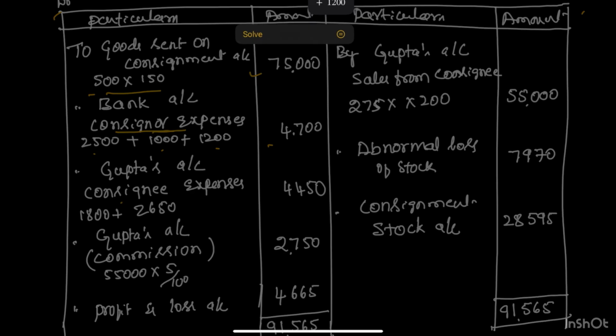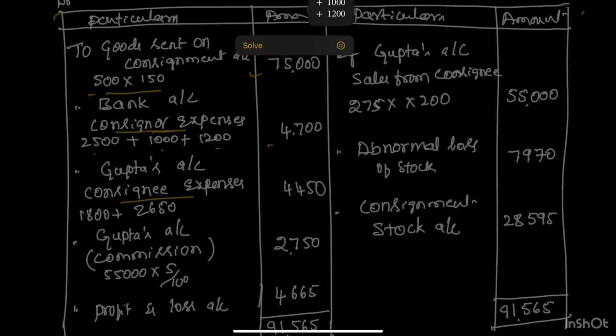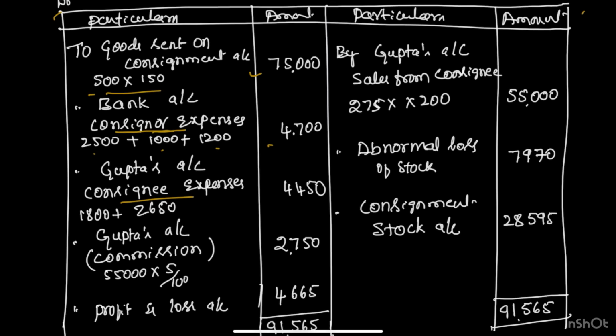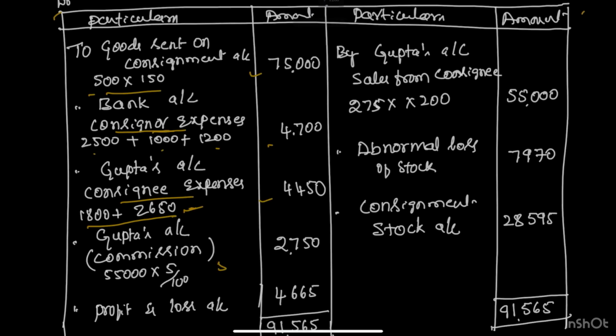And also the expenses of the consignee are to be taken here. To Gupta's account, 1,800 plus 2,650. That is warehousing and selling expenses, also to be taken here. So total expenses becomes 4,450. And what is the commission to be given to Gupta? That's the consignee's 5%. Okay, it's given in the problem. 5% on total sales.